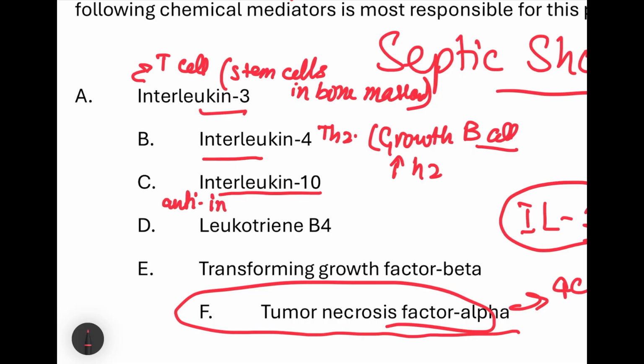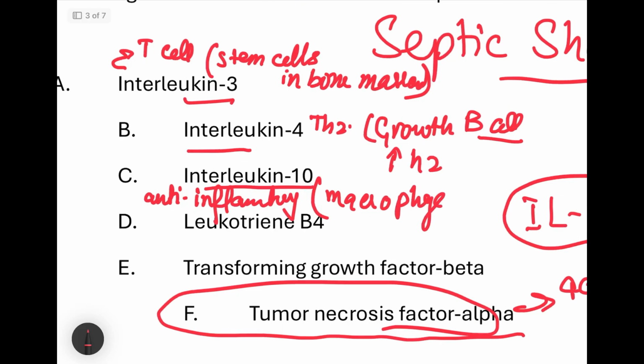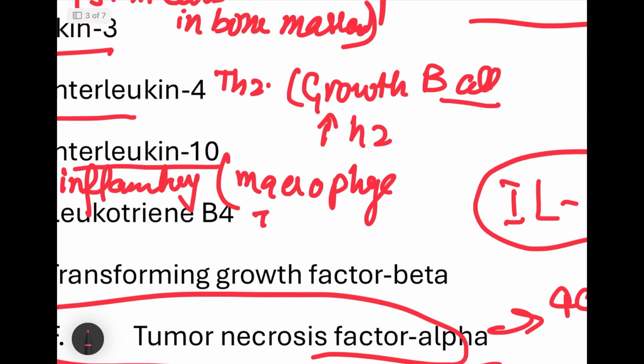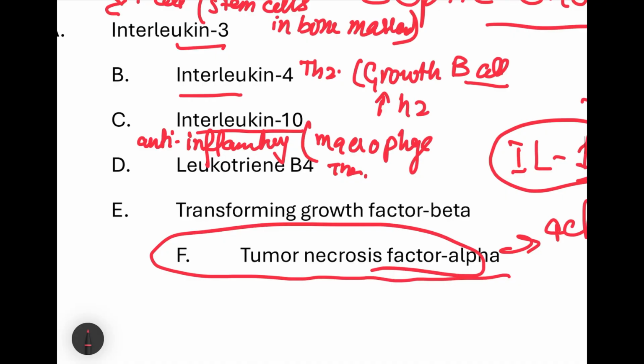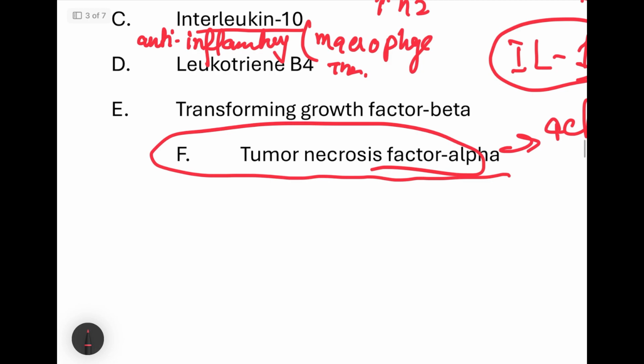It is an anti-inflammatory cytokine and is produced by macrophages and T helper cells. Interleukin-10 limits the production of pro-inflammatory cytokines. You guys already know what the pro-inflammatory cytokines are, right? What are they?